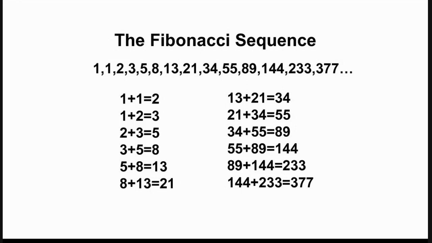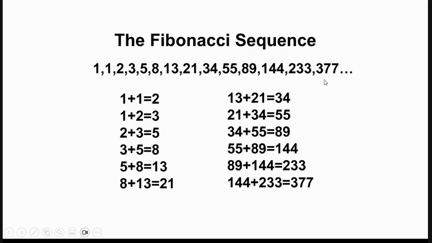So you always add the last two numbers together to get the next number. So 1 plus 2 is 3. 2 plus 3 is 5. 3 plus 5 is 8. 5 plus 8 is 13. 8 plus 13 is 21. And it continues on forever.